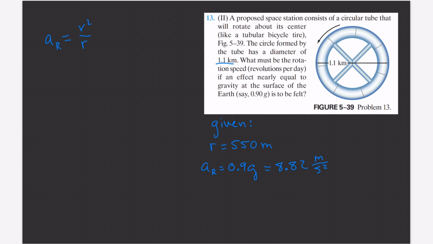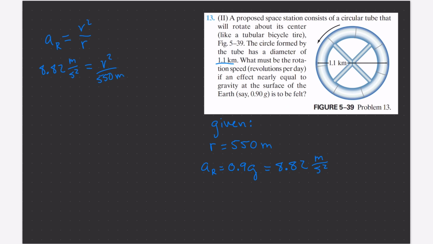Now, we don't know v, but we do know a and r. So really quickly, I can solve for v, and then we're going to use that v to find the frequency of this circular motion. So I'm going to go ahead and plug in my 8.82 meters per second squared. And I'm going to set that equal to v squared over r, but instead of r, I'm going to go ahead and write my 550 meters.